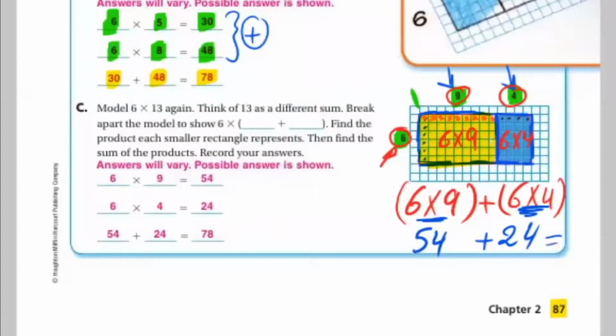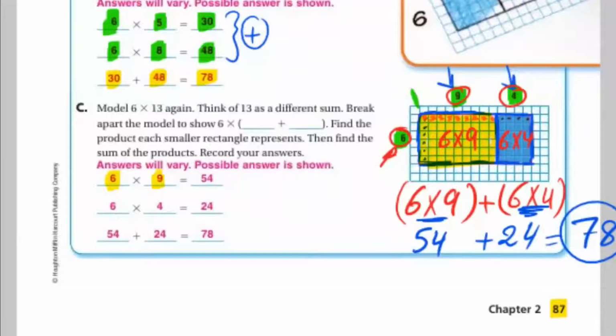Let's add them up. 54 plus 24. 4 plus 4 equals 8. 5 plus 2 equals 7. So that's our answer, like you see here.